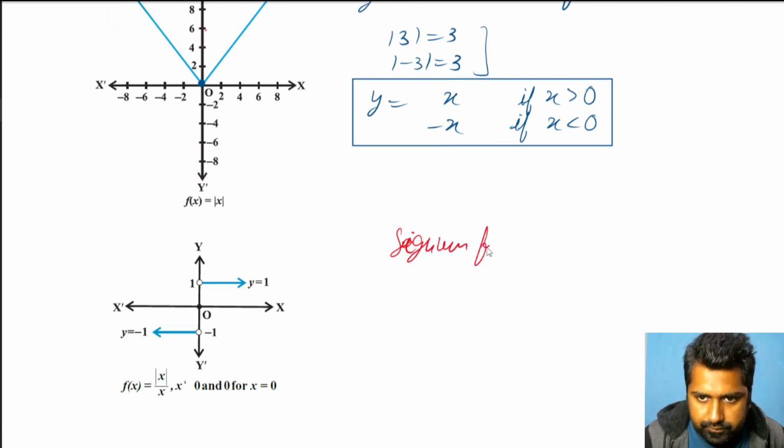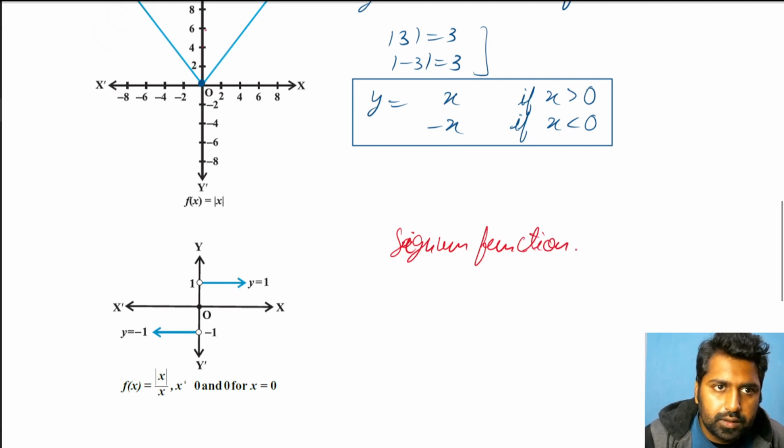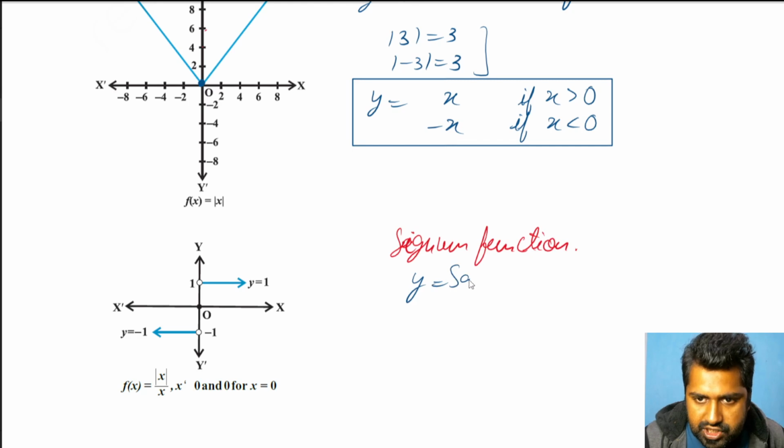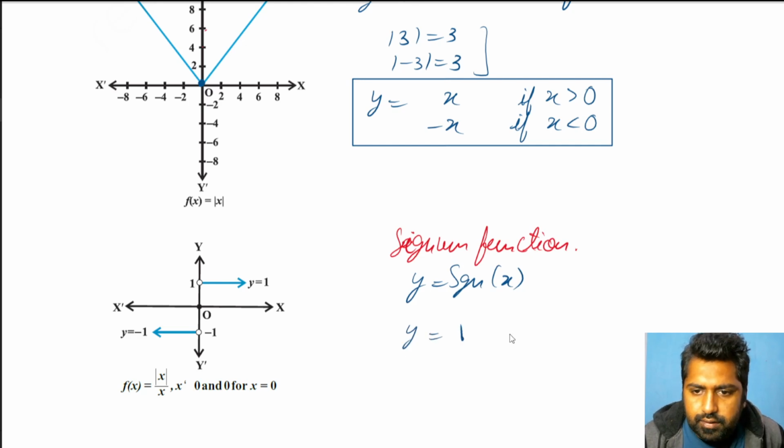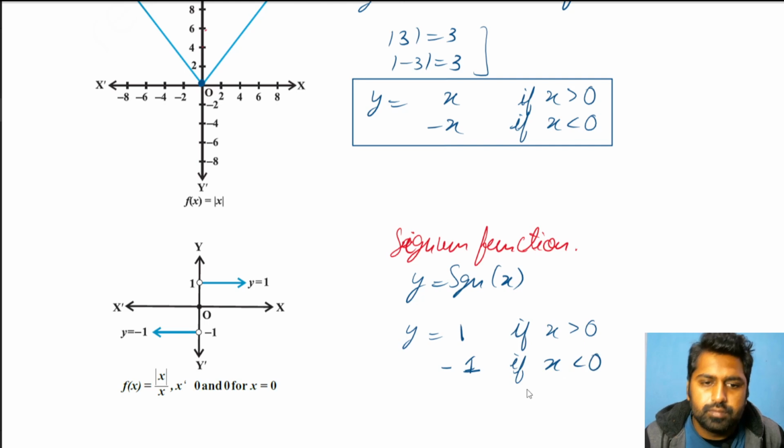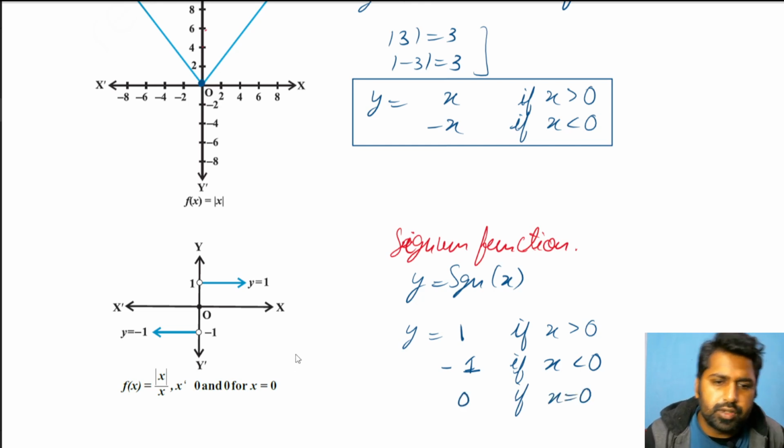Signum function. It is given as y equals sgn x. It will be written like this. Now signum function, what does it do? It is 1 if x is greater than 0, and it is minus 1 if x is less than 0. What about 0? As such, it's 0. The value is 0 for x equal to 0.